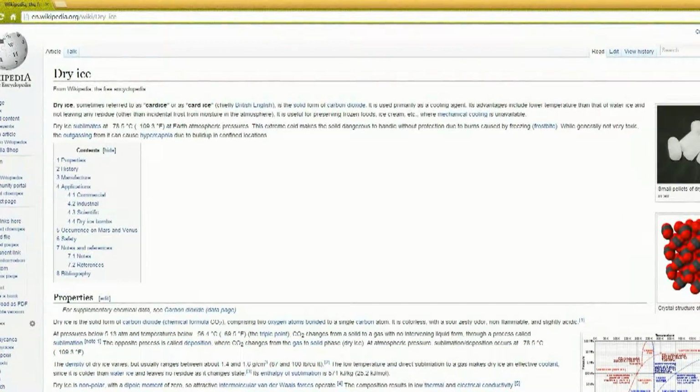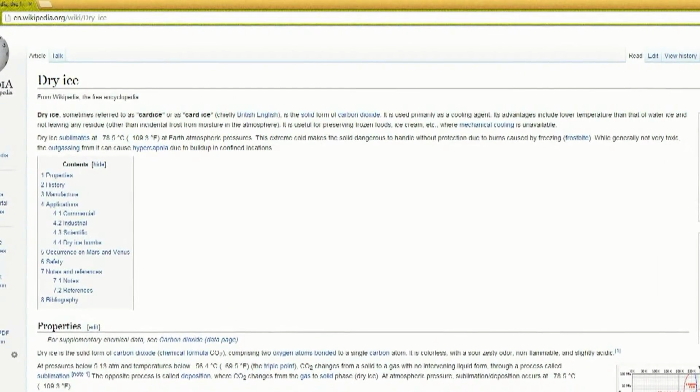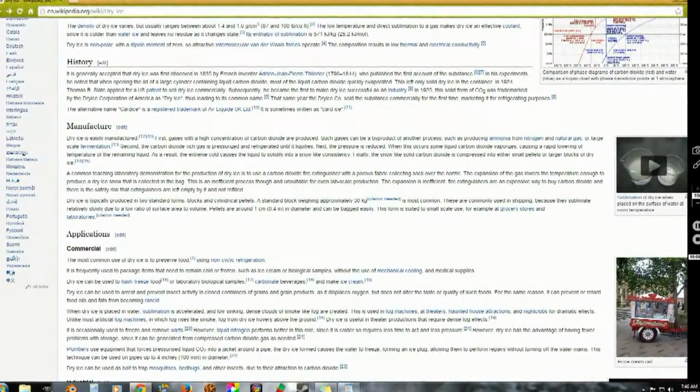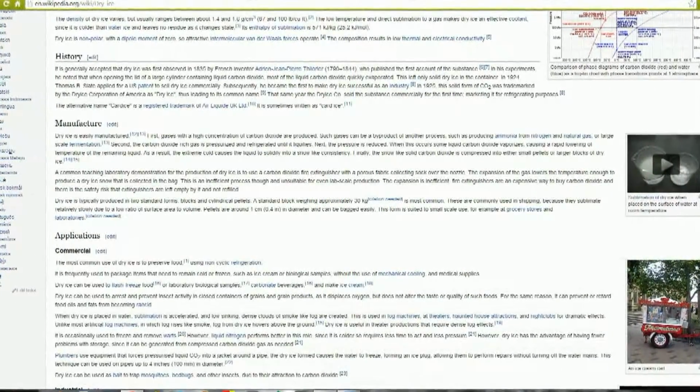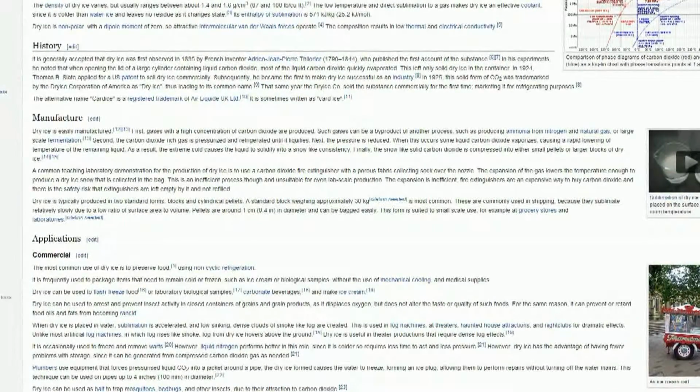Now, why do they call it dry ice? Back in, let's see here, the history. It is generally accepted that dry ice was first observed in 1835 by a French inventor. I don't know his name. Is that Adrien-Jean-Pierre Thilorier? Yeah. He first published the accounts of the substance in his experiment. He noted that when opening the lid of the cylinder containing liquid carbon dioxide, most of the liquid carbon dioxide quickly evaporated. This left only solid dry ice in the container.